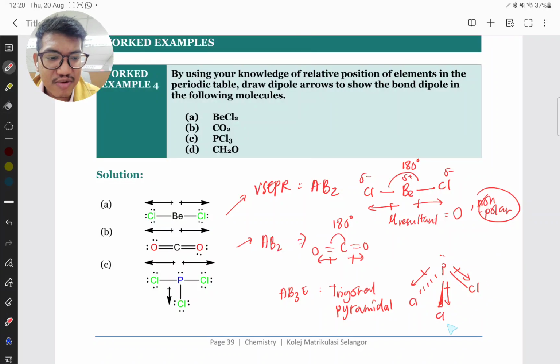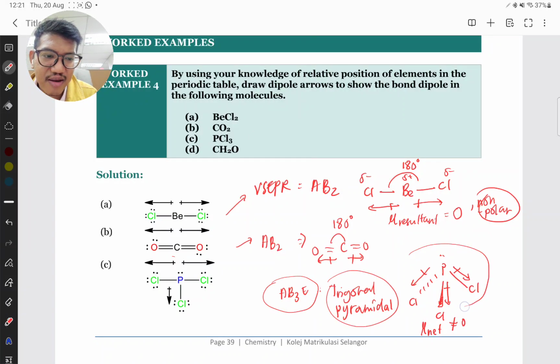And because of this, the resultant ataupun the mu resultant ataupun kita guna net is not equals to 0. So this would be the punya arrow. Kalau tengok dekat sini, this work example, this is poorly done because saya tunjuk halfway je. Make sure you tambah yang kena ada adalah this one, the shape, and the arrow must be added on the molecular shape punya drawing, not the Lewis structure. Here is a Lewis structure.